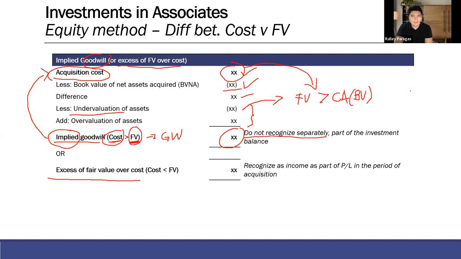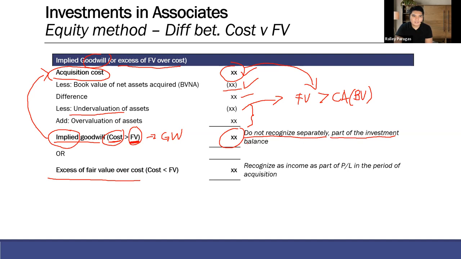Kasi in impairment for subsidiaries or consolidations, yung line by line consolidation, una mo munang ini-exhaust yung balance ng goodwill mo. Pero in this instance, kapag implied goodwill yan, hindi mo na hinihiwalay yung goodwill mo. So i-impair mo yung buong cost mo or yung buong balance mo ng investment in associate mo. So just remember, do not recognize it separately. It is already part of the investment balance.